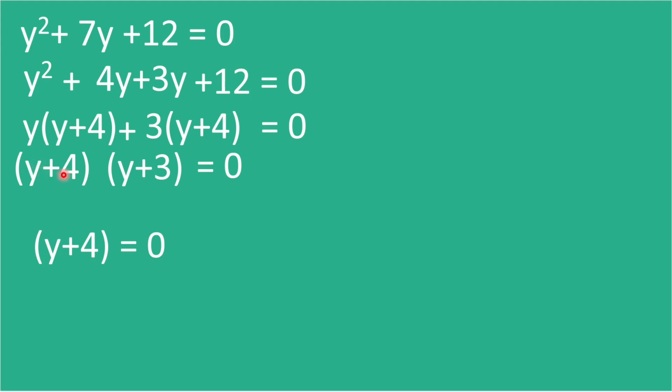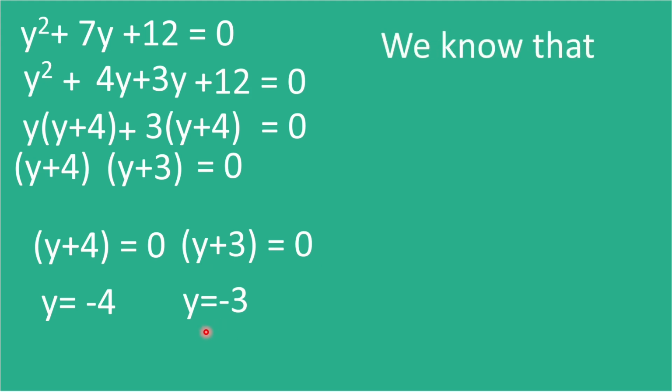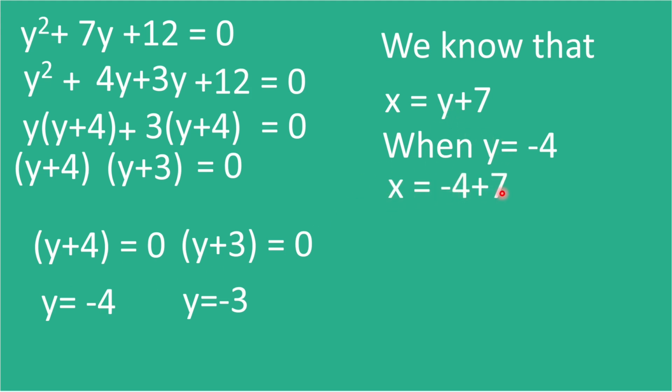And now in the next step, y plus 4 equals 0 and y plus 3 equals 0, and y plus 4 equals 0 means that y equals minus 4, and y plus 3 equals 0 means that y equals minus 3. And now, as we know that x equals y plus 7 in case 2, we will put these values of y one by one. So when we have y equal to minus 4, we put it in this equation. So x equals minus 4 plus 7, which means that x equals 3.